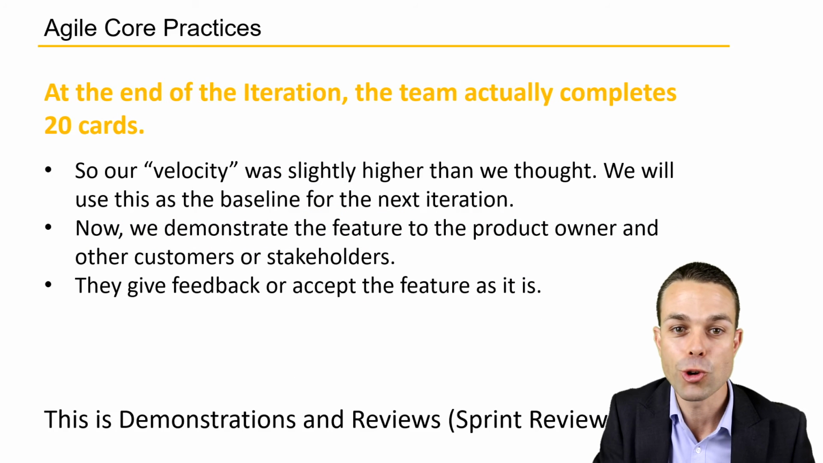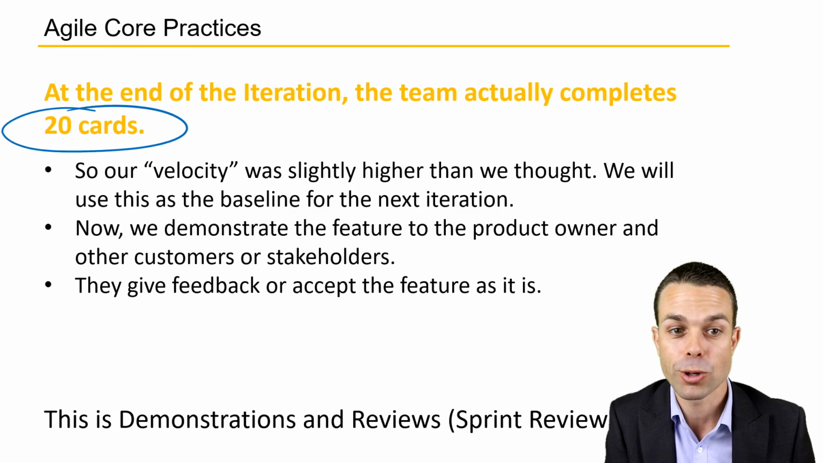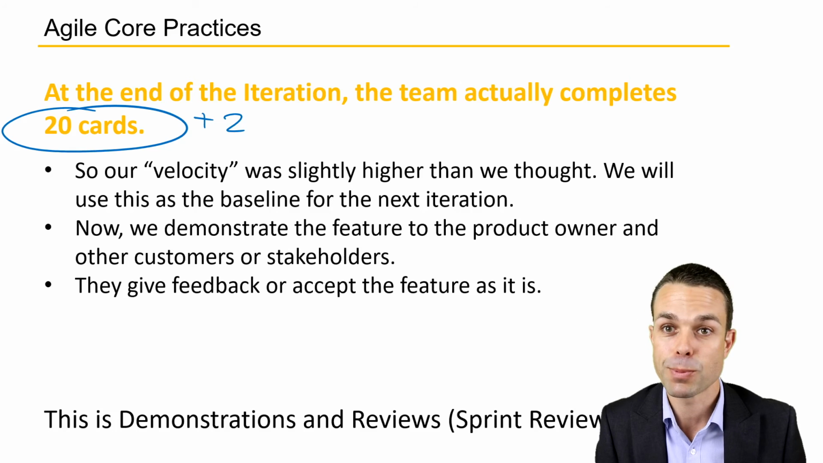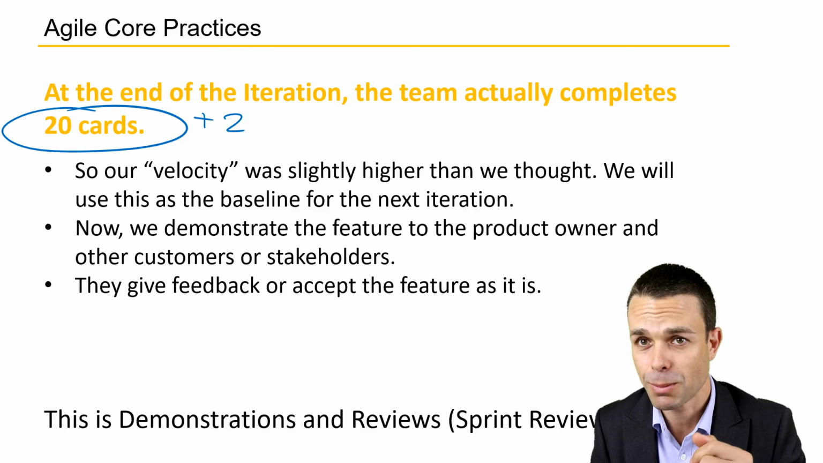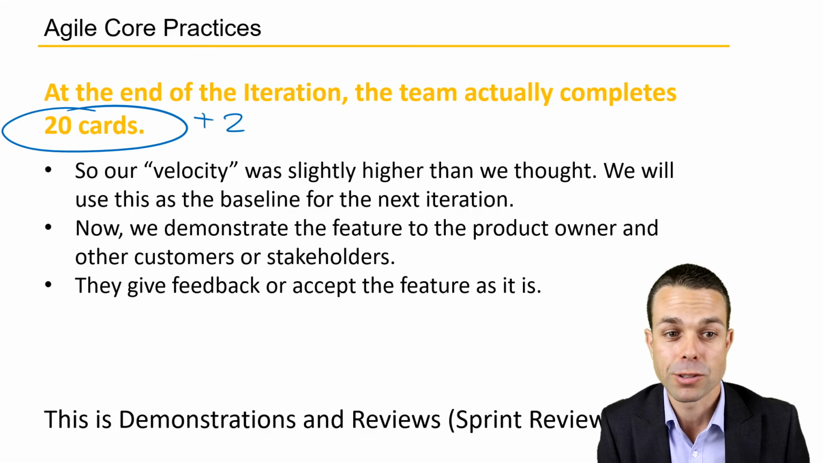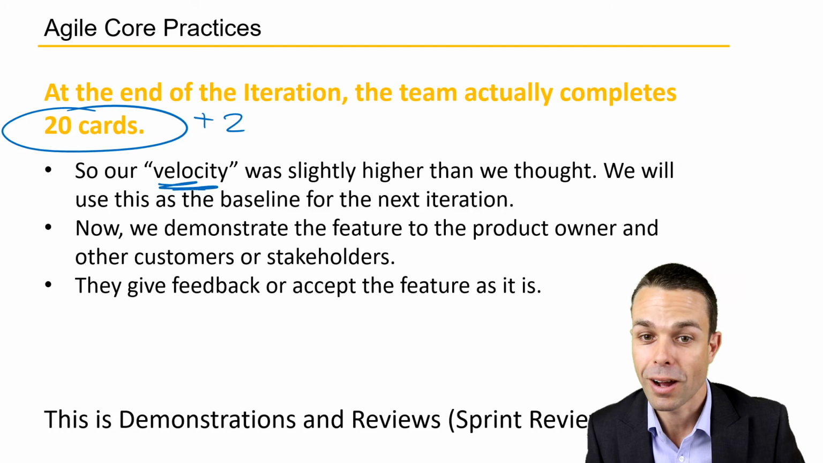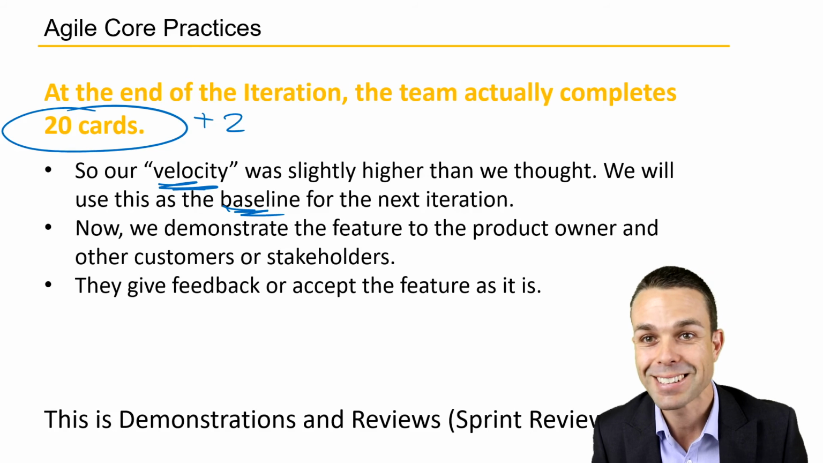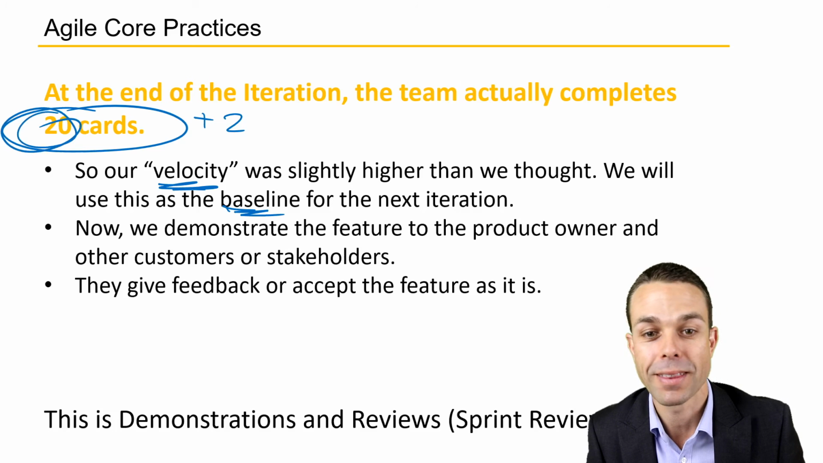Now, at the end of our 2-week iteration, the team actually has completed 20 cards. So we took on 2 extra cards instead of that 18. So that's great work. And that's because with Kanban, we're using a pull approach, and you'll see this come up in the Agile and Lean frameworks. But that means our velocity, or how much work we could complete, was slightly higher than we thought, and that's great. We'll use this as the baseline for our next iteration. So now we know roughly we can complete 20 cards. That's what we're going to use.